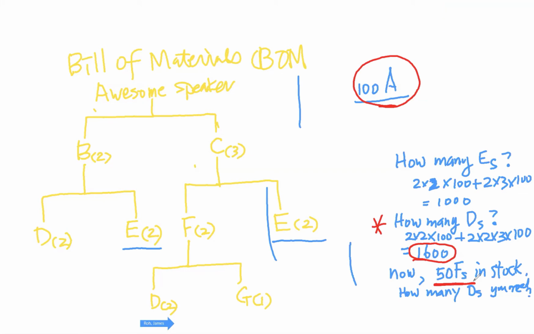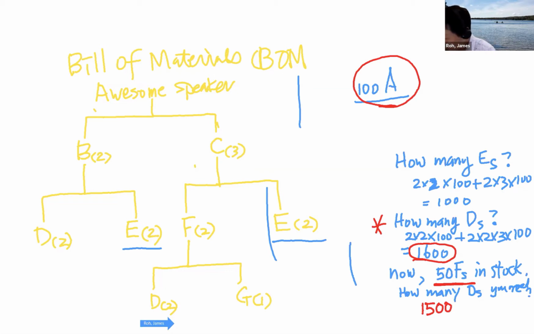Is it 1500? The answer is 1500. Very good. Amanda, can you please explain? Since we already have 50 Fs, that 50 has Ds already. So it has 100 Ds because it's 50 times 2. And then you subtract that from the 1600 that we would need for the 100. Very good.